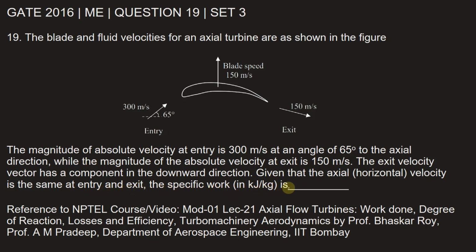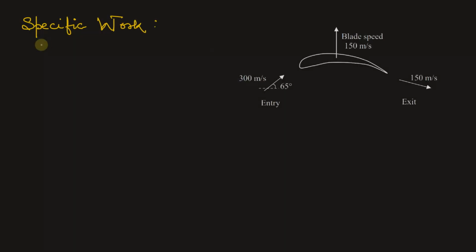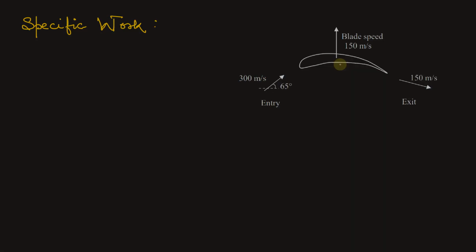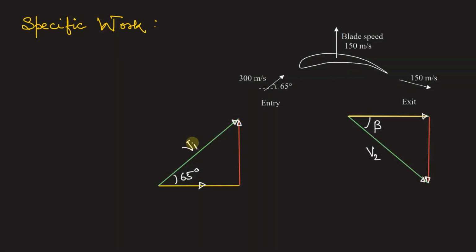The specific work is, so for this configuration, according to this diagram, we need to find the specific work of the axial turbine. Now to calculate the specific work, let's make the velocity triangle at the entry and at the exit of the turbine blade. Now let V1 be the absolute velocity at the entry, which is given as 300 meter per second, which enters the blade at an angle of 65 degree.